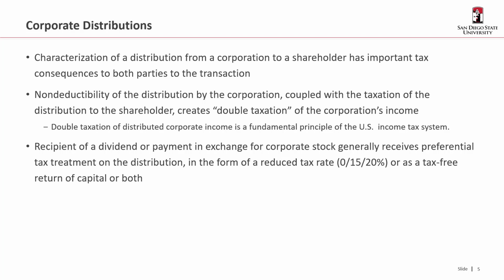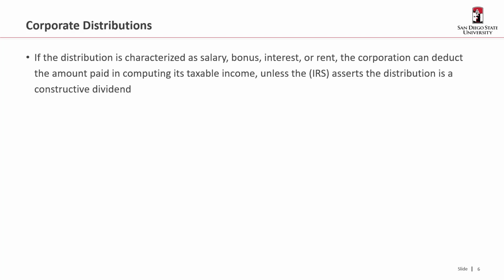So in any event, there's the reduced tax rate that we've become so accustomed to, the 0, the 15, or the 20%, or it comes out as a tax-free return of capital, right? A return of your basis, or of course it could be both in some of the examples we've seen, depending on the dollar amount. So if the distribution is characterized as salary, bonus, interest, rent, those items, like we have talked about in trying to mitigate the double taxation, then of course it does mitigate double taxation.